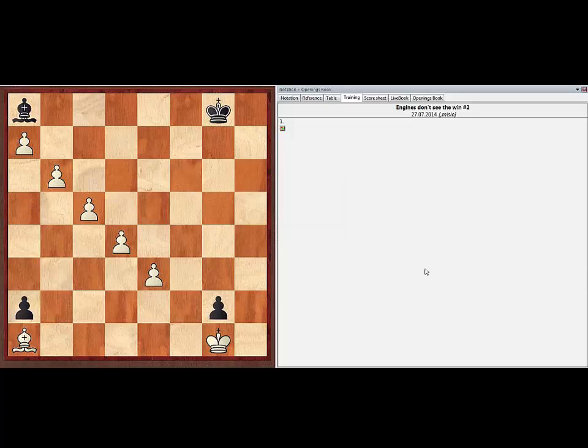I can see another question. Are engine rating and human rating equal? If not, what's the difference? To be honest, I'm not sure how exactly they calculate the engine's rating, but since Magnus Carlsen is almost 2900 and many chess engines would beat him, I don't doubt that they play at like 3200, 3100.